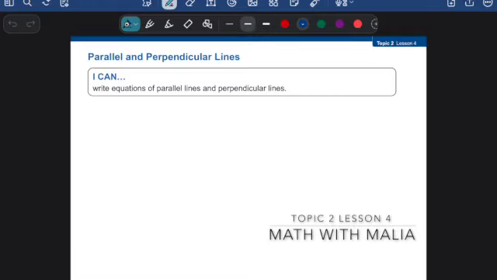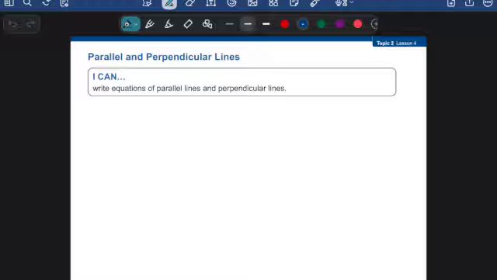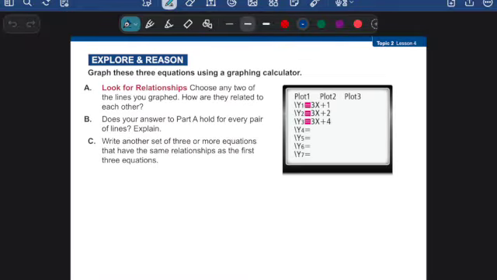Today we're doing Savvas enVision Algebra 1, Topic 2, Lesson 4, Parallel and Perpendicular Lines. After this lesson, you'll be able to write equations of parallel lines and perpendicular lines. For the Explore and Reason, we have these three lines.